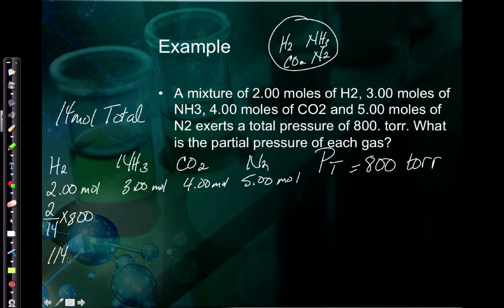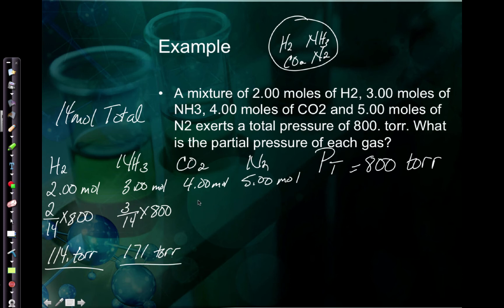So the pressure for this one will be 114.28. So 114 for hydrogen, and this is going to be torr. All right, so let's do the same thing for each one. Take the number of moles of ammonia, which is 3, divide that by the total number of moles, and then multiply that by the total pressure. So 3 divided by 14 times 800 will give me 171 here, and that's going to be torr.